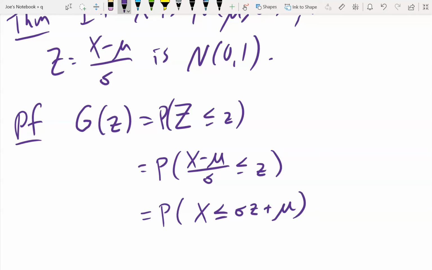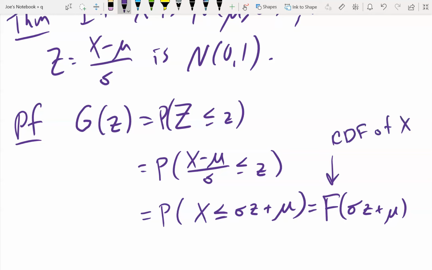I started with the CDF because I really have nowhere else to start. The only thing I really have is a relationship between my Z and my X. So I started with my CDF, plugged in the formula, and then solved for X. This is now a statement about the CDF of X, right? So this is equal to capital F of sigma Z plus mu, where this is the CDF of X.